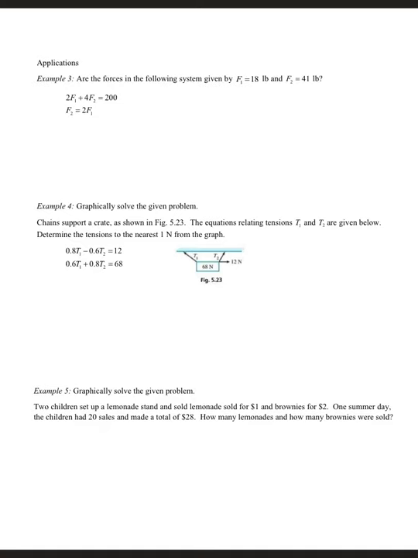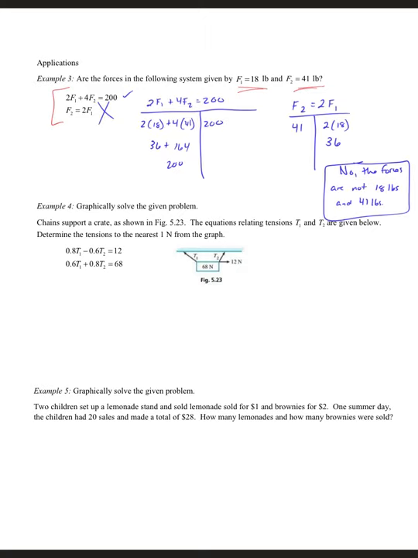So here we have a couple application problems. The first one: are the forces in the following system given by F sub 1 equals 18 pounds and F sub 2 equals 41 pounds? Meaning, do these values make this system true? This is very similar to example 1 on the first page. We want to see if they are true or not. So what you're going to do is substitute both of them in to see if it works. I want you to pause the video and try that out.